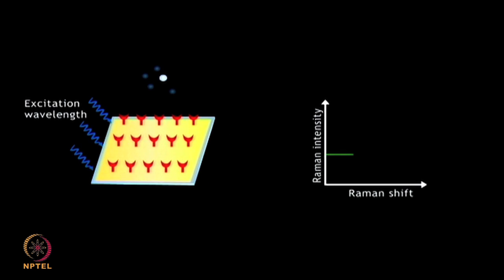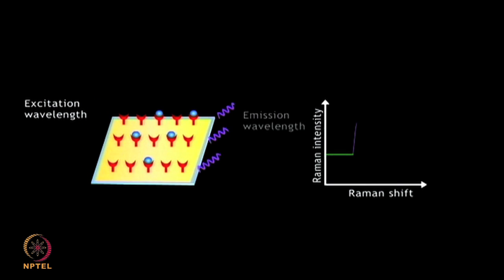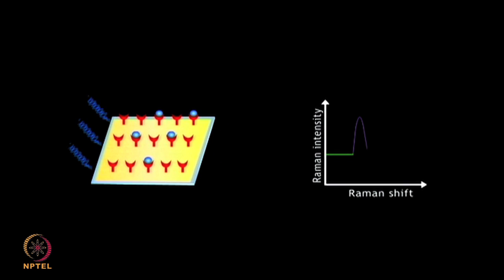As you can see on the right hand side, the Raman shift versus Raman intensity is plotted. After these gold nanoparticles are binding with the antibodies, a change in the Raman intensity is observed as shown in the plot on the right hand side.